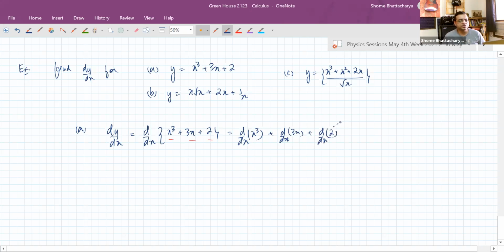Now we can see that this term is a constant. So obviously this term will become 0. Okay. This term is also a constant, but it's multiplied by x, so it will come outside. So 3 times differentiation of x. And this is already in the power form, so we don't need to do anything. Now we apply the power rule. So differentiation of x cube will become 3x square. Differentiation of x is 1. And differentiation of this is 0. So that's it. That's our answer. We can reduce it a little bit further and write it like this. But both of these are correct answers.